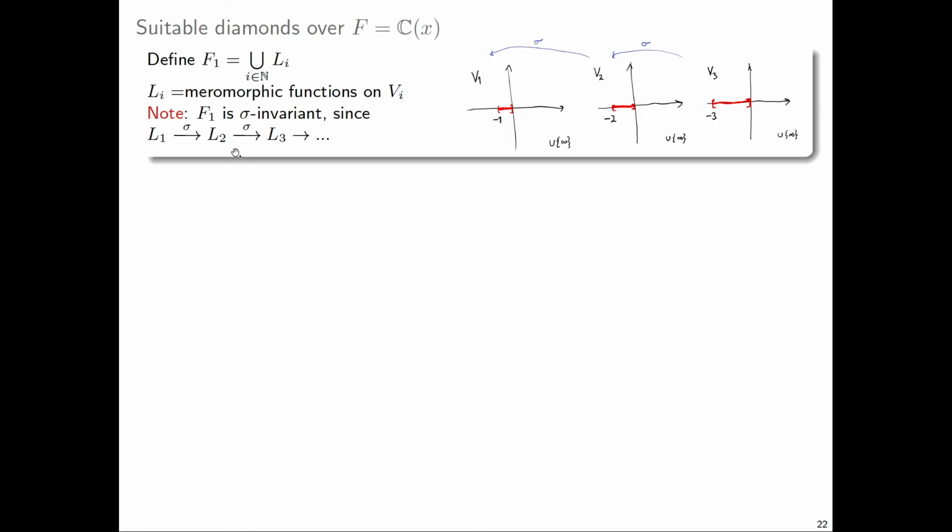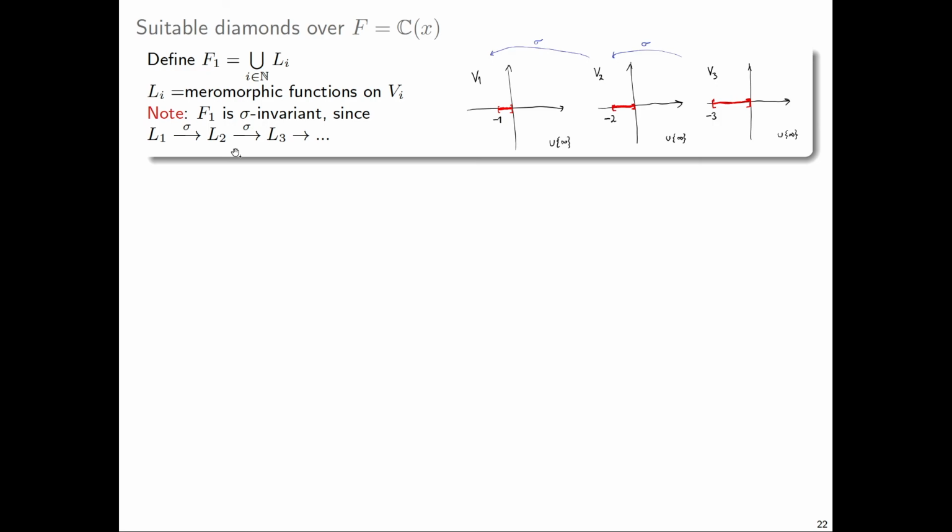And then these L1, L2, L3 is an ascending chain of fields. And the shift operator maps this V2 to V1. It's not surjective, but it maps into there. If you shift to the right, from V2 you get to V1. And also from V3 to V2, and so on. So we have maps sigma from V(i+1) to Vi, and therefore on the level of fields of meromorphic functions, we have maps sigma from Li to L(i+1).